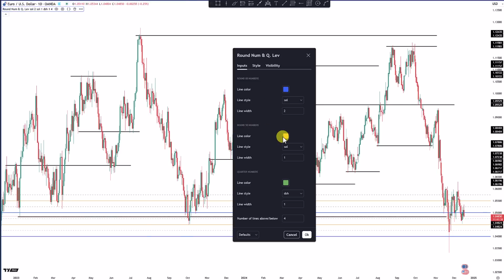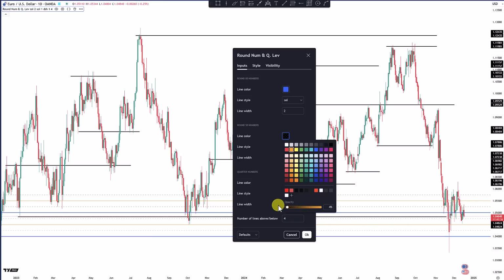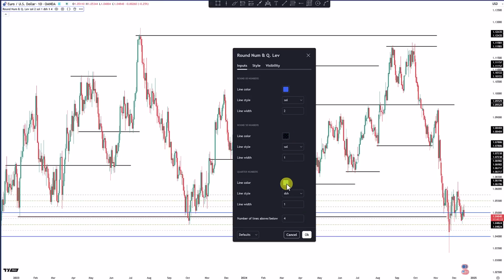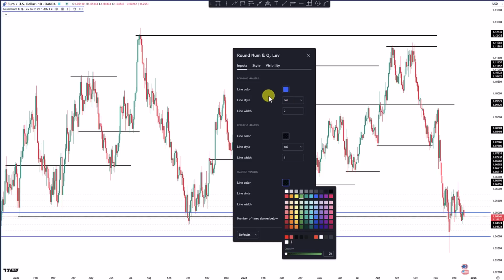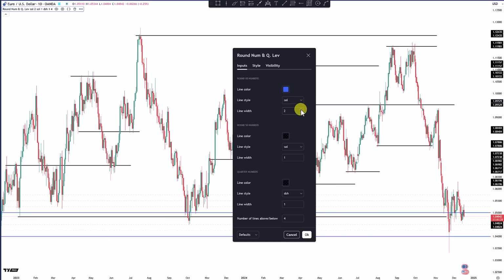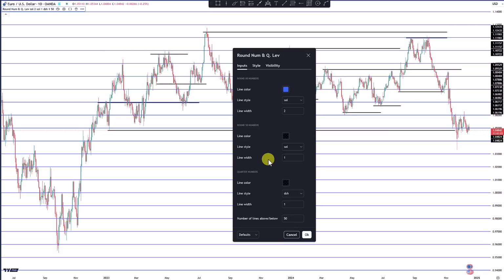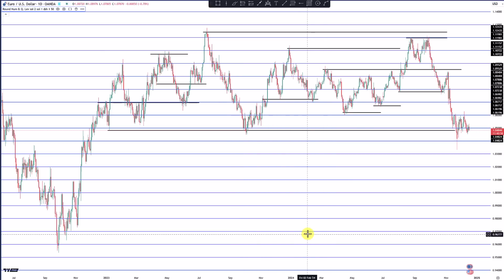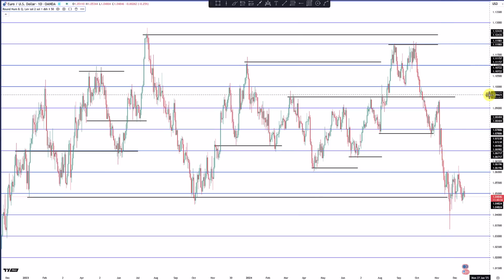We don't need round numbers in 50 levels, so I will just quickly disable this. Quarter numbers, we just want to really focus on the big round numbers, which are the 00 round numbers. Make this a little bit thicker, and we want to increase this here to get enough numbers on our charts. And those are now the round numbers. So you can see we have a round number at 110, 109, 111, 112, 113, 107, 106, and so on and so forth. And let's see how this lines up now with our price action.